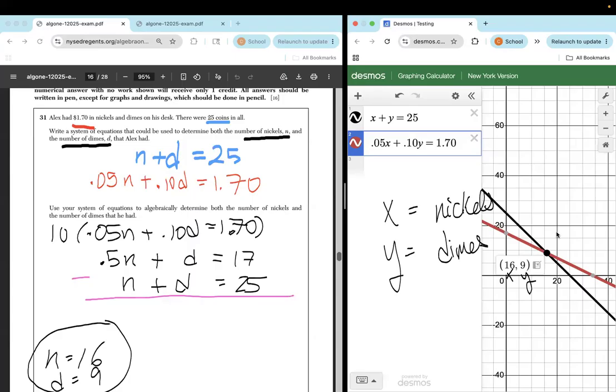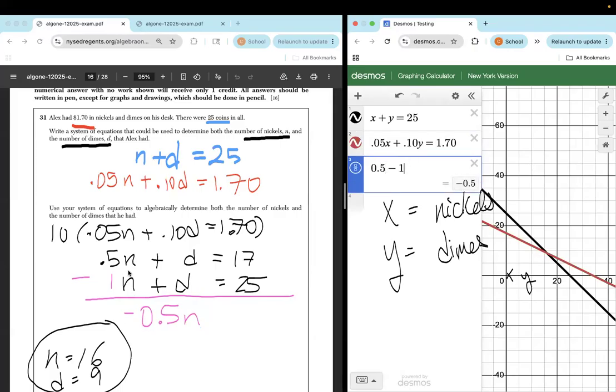So 0.5n minus 1n is negative 0.5n. When we're doing something like that, we are just subtracting the coefficients, in terms of n, so it's negative 0.5n. Okay, and then d minus d, that cancels out because it's 0. d minus d is 0. So we have successfully eliminated the variable d, which is good, because now we can solve for n. 17 minus 25 is negative 8.